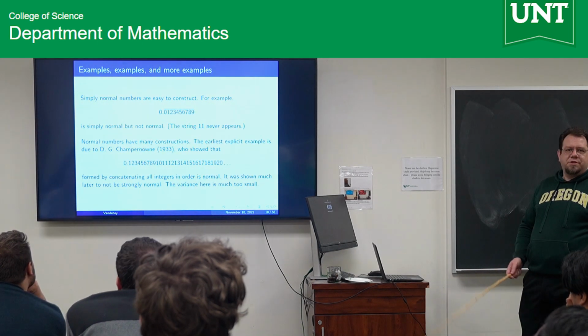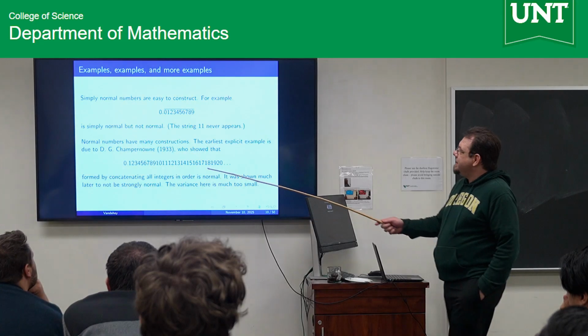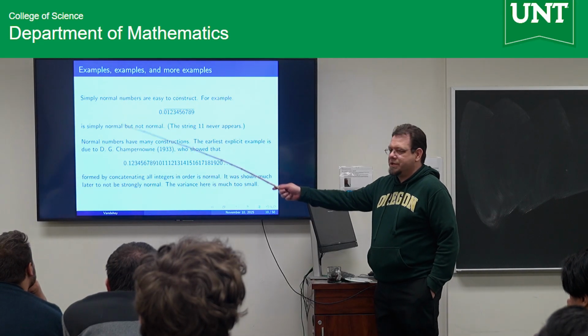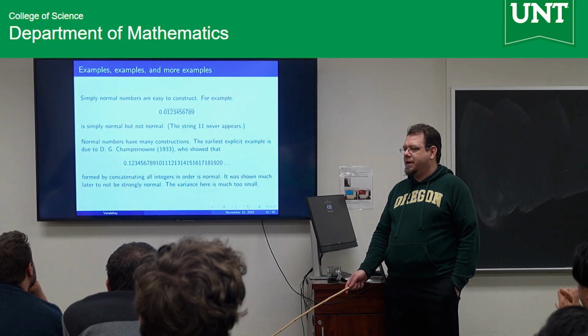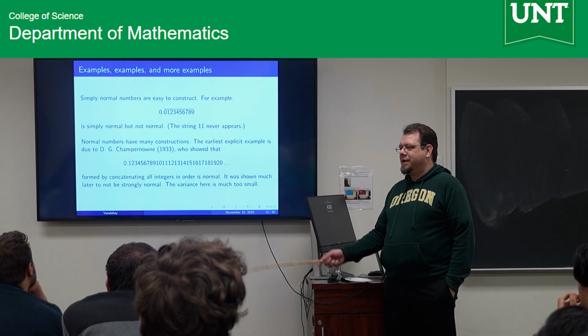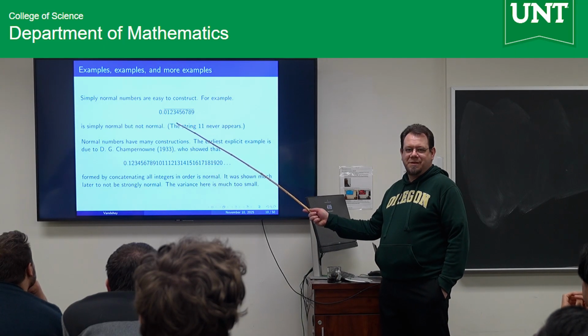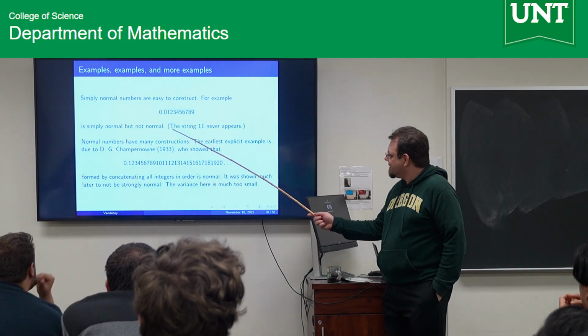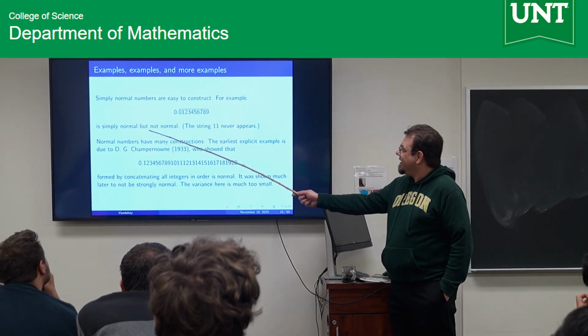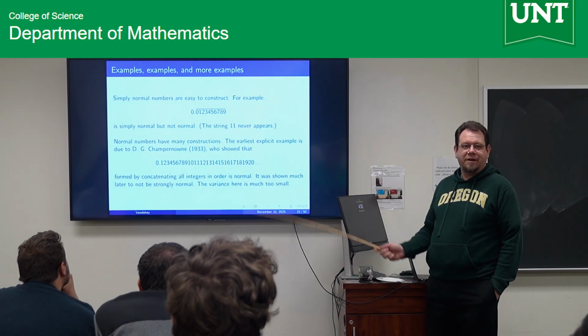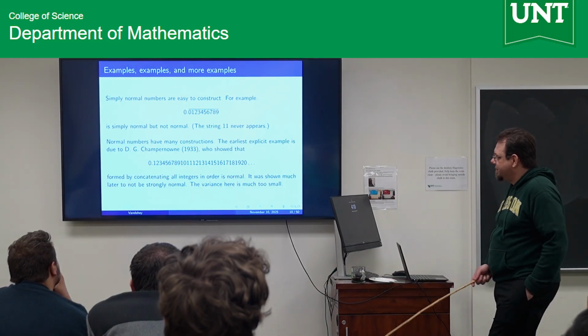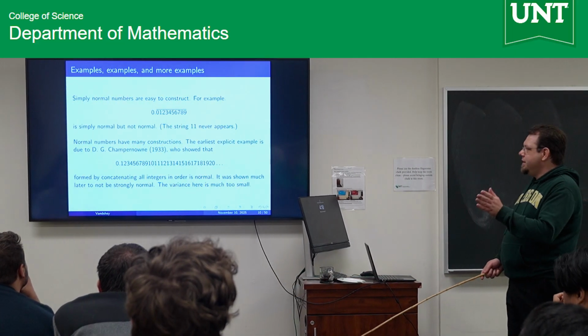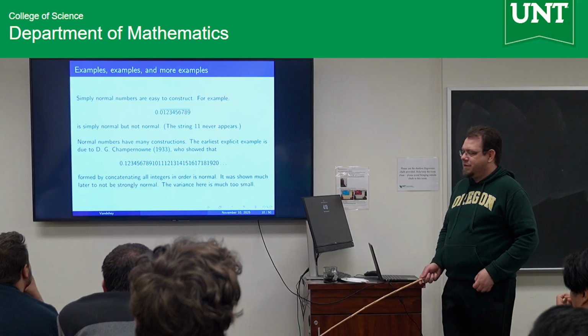And let me show you some examples. It's very easy to construct simply normal numbers because all I expect is that the digits from 0 to 9 each appear 1/10 of the time. The simplest example I can possibly come up with is to simply take 0 through 9 and repeat over and over again until you're sick of it. This is simply normal, but it is not actually normal. The string 11 never appears in this because it's periodic. There are many constructions for normal numbers. We'll see many of them later on.